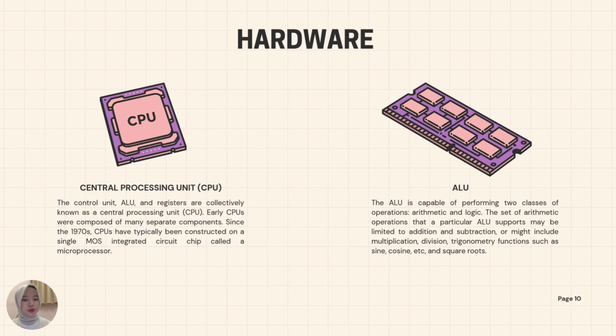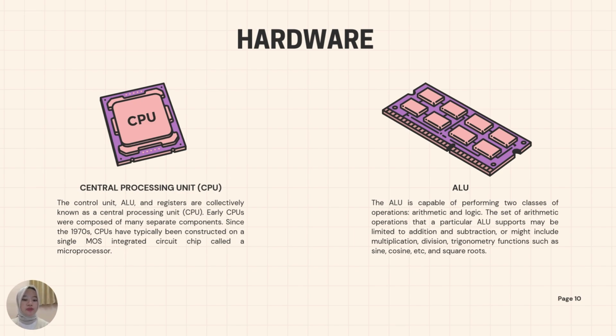ALU. The ALU is capable of performing two classes of operations, arithmetic and logic. The set of arithmetic operations that a particular ALU supports might be limited to addition and subtraction, or might include multiplication, division, trigonometry functions such as sine, cosine, etc., and square roots. Some can operate only on whole numbers, while others use floating point to represent real numbers.